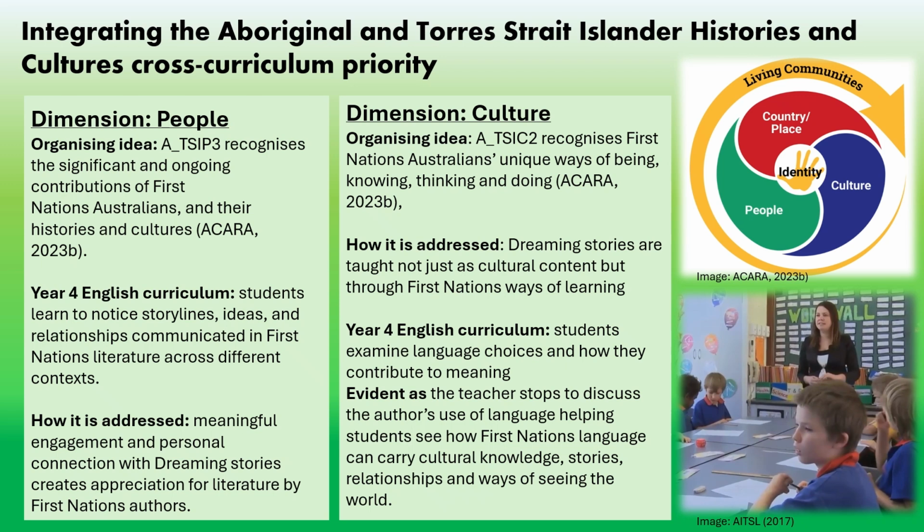Within the cross-curriculum priority Aboriginal and Torres Strait Islander histories and cultures, under the dimension of people, the aligning organising idea recognises the significant and ongoing contributions of First Nations Australians and their histories and cultures. It shows up in the Year 4 English curriculum as students learn to notice storylines and relationships communicated in First Nations literature across different contexts. When students relate their experiences to the dreaming storylines, the ideas, themes, and relationships become more meaningful. This creates opportunity for discussion and to appreciate that First Nations Australians continue to make significant contributions to literature and culture.